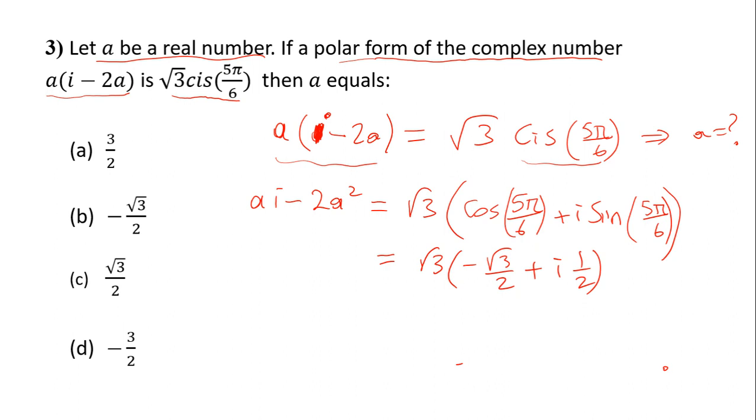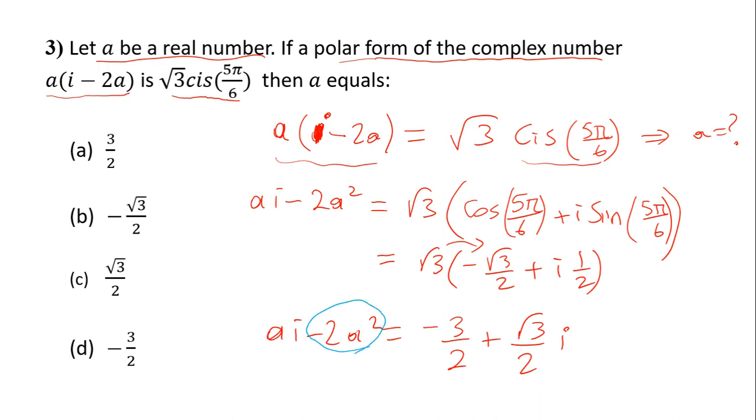And then after multiplication, we can match them. So it will be negative 3 over 2 plus square root 3 over 2 i. So ai minus 2a squared. Okay, when we match them, the real part is equal to the real part. So the real part is this here, and real part is this, and the imaginary part is this, and the imaginary part is this.